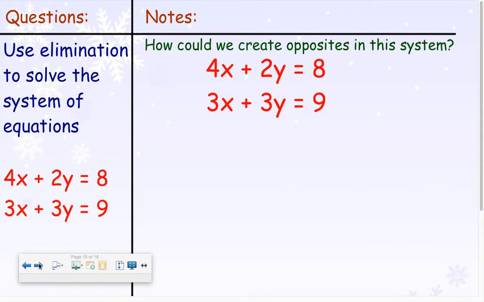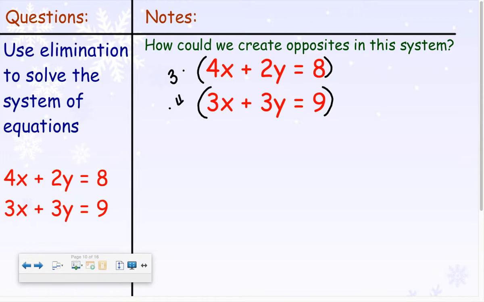All right. Second one. All right, let's look at our x's. 3 cannot go into 4 evenly, and 2 can't go into 3 evenly. So this time we're going to have to multiply both equations by a number. I think the easiest thing to do is take our x's, the ones in front, and times them by the other number. So for example, 4x I'm going to times by 3. 3x I'm going to times by 4.